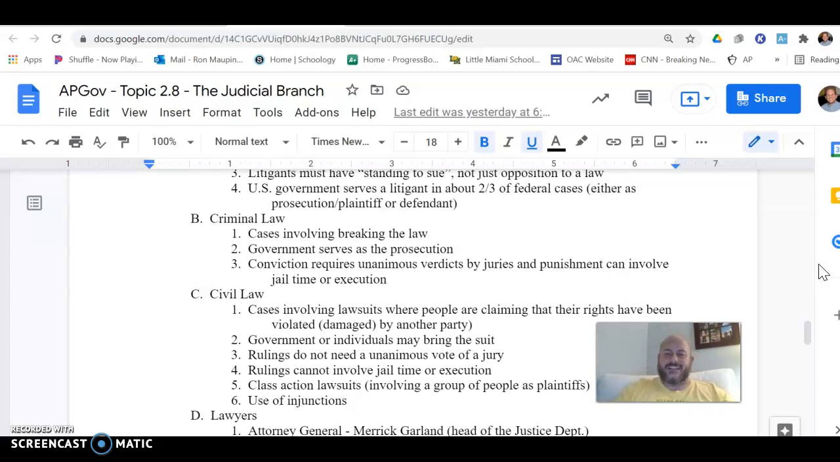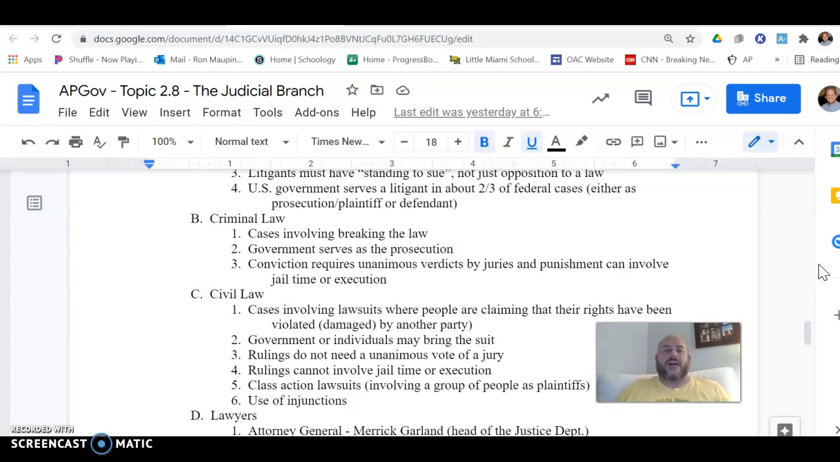Now, if somebody is found guilty in a criminal case, possible punishments can involve things such as probation. It could be a fine. It could be jail time. Or in the case of certain premeditated murder convictions, could even be execution. So there's a whole wide range of possible consequences for a conviction in a criminal case. Obviously, felonies are more severe than misdemeanors.